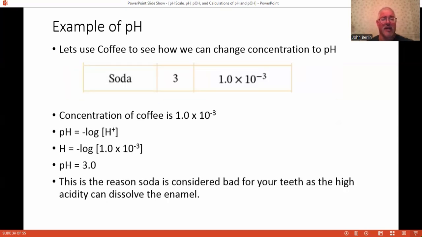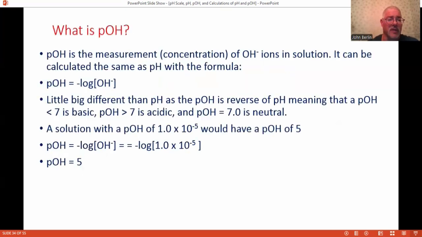Okay. Another example, how about 1.0 times 10 to the negative 3? We're going to do the same thing again. I noticed I made a little mistake there. I said H, it should be pH. So it's negative log of 1.0 times 10 to the negative 3, which gives you a 3.0. Very strong. And like I said before, it dissolves the enamel on your teeth. That's why soda is bad. And if you do drink soda, they usually recommend drinking water with it afterwards.